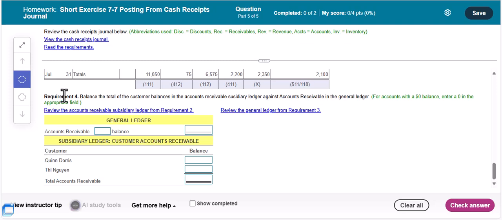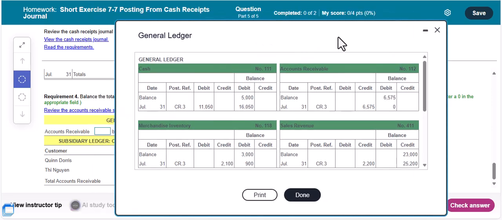All right, so we're in requirement 4. Now they want us to prove that the amount in our AR balance in the ledger equals the total in the AR subledgers. So we have balanced the total of the customer balances in the accounts receivable subledger against AR in the general ledger. Same thing I just said. For accounts with a 0 balance, enter 0 in the appropriate fields. So on the test, you are going to have to scroll back up to the general ledger. However, on the homework, you can go ahead and click the link here in order to view it. It makes it nice and easy.